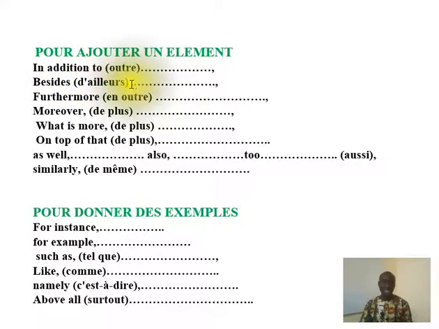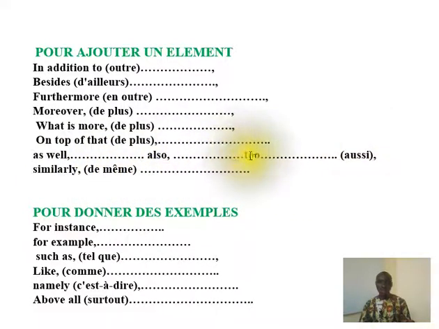Pour ajouter un élément. Qu'est-ce qu'on fait? On a to add another idea or to add something else. What can we say? In addition to, ça veut dire outre. Besides, d'ailleurs, furthermore, en outre, moreover, ça veut dire de plus. What is more, de plus. On top of that, ça veut dire de plus aussi. As well, ça veut dire aussi.